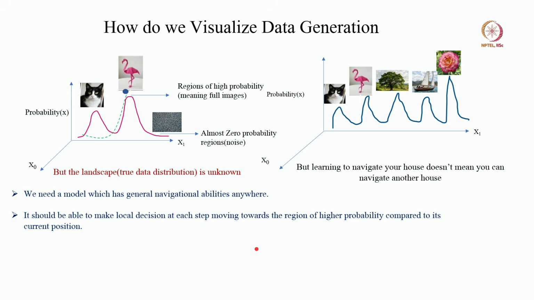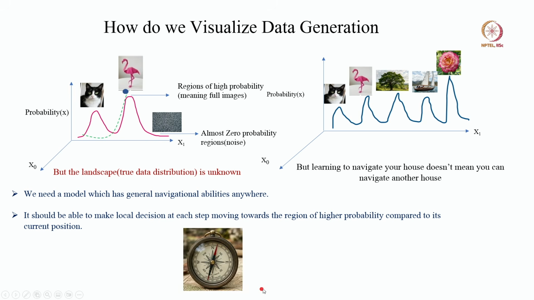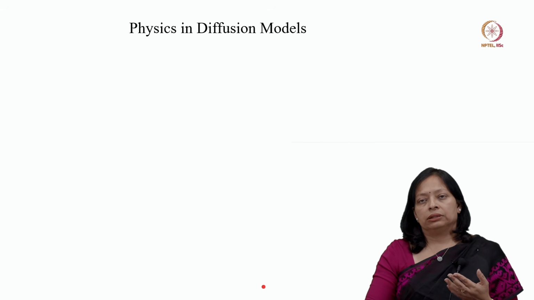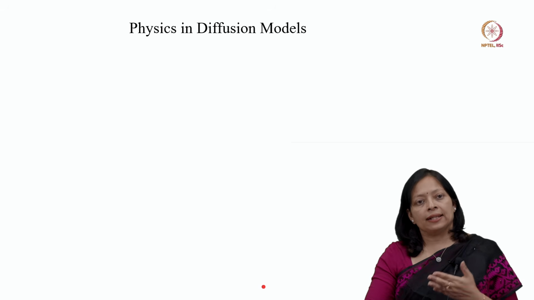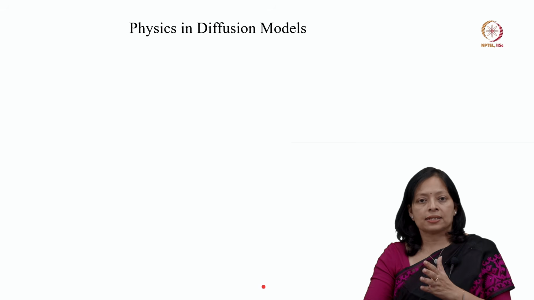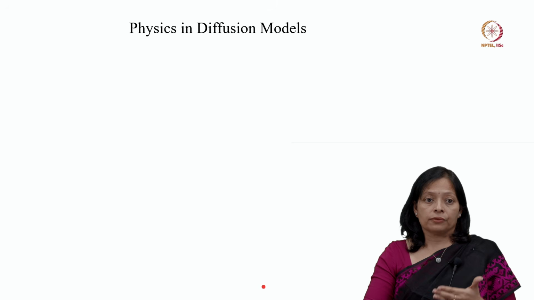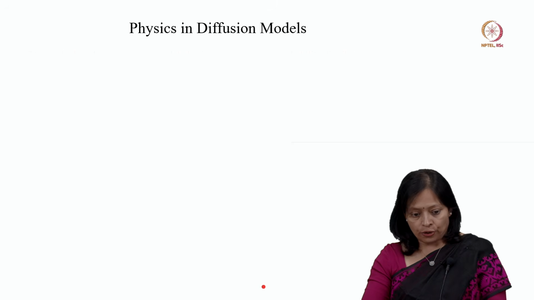It will tell when you are at this point, you should go in this direction to go to a region of high probability. Okay. So, that is something I want my model to do. So, it should work like a compass. Now, how do we do that navigation, and how does physics come into diffusion models? So, we will see.